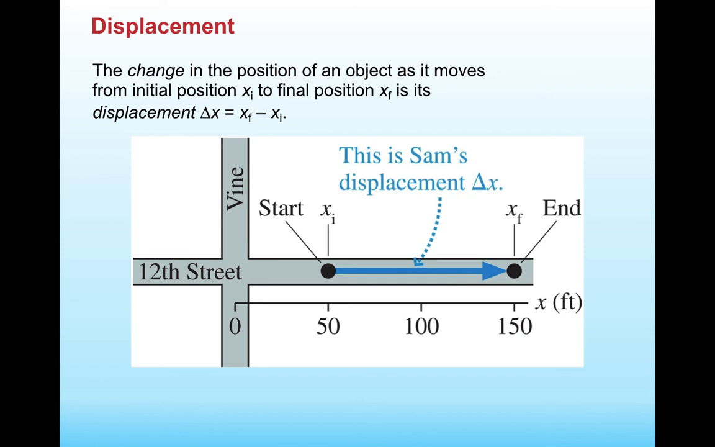So for instance, showing you the location of Sam over time, you can see that x sub f is larger than x sub i when measured with this origin, where the origin x equals 0 is at the intersection of 12th Street and Vine. On the other hand, if we put the origin at the location x sub f, then we would have a displacement of negative 100.